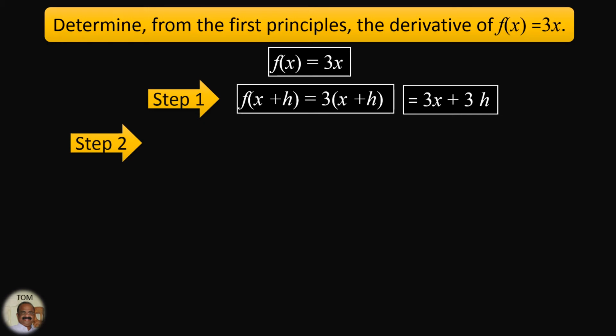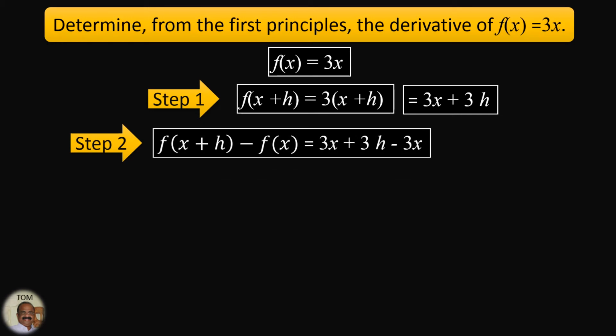Step 2. F of x plus h minus f of x equal to 3x plus 3h minus fx. What is fx? 3x. So we have a subtraction here in step 2, which gives us 3h. 3x and minus 3x cancelled.